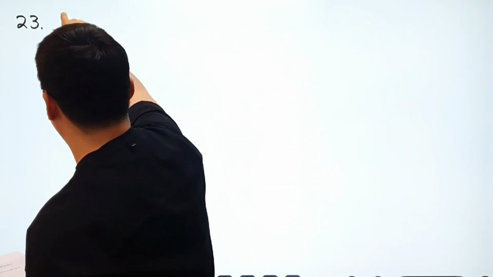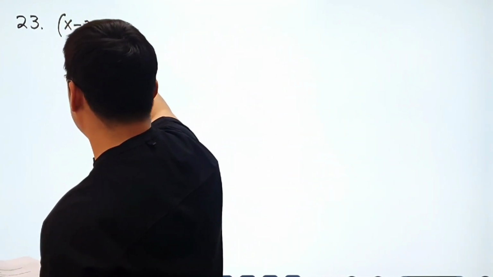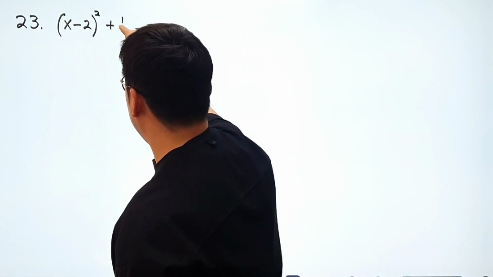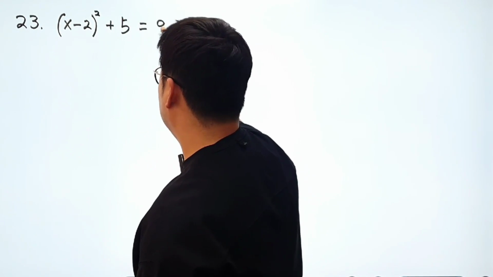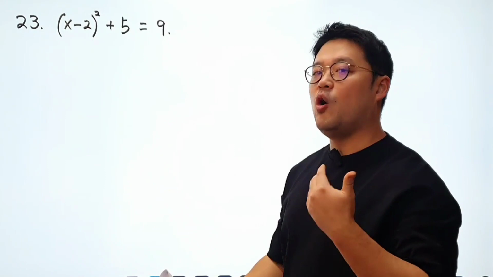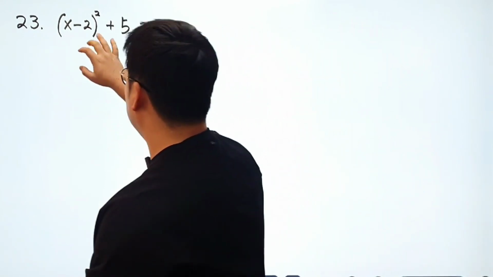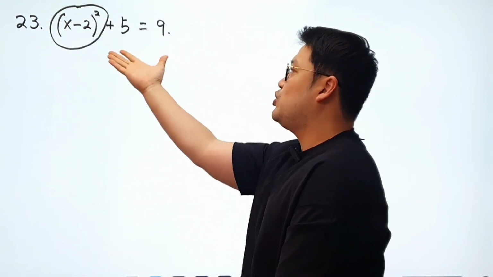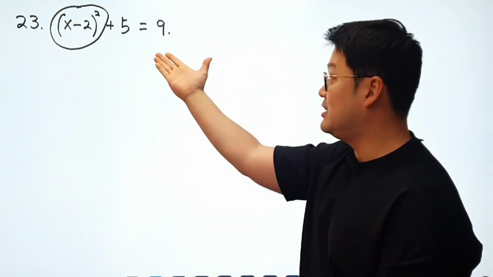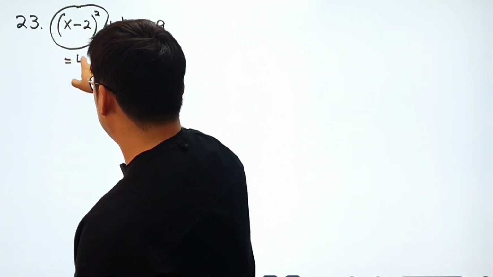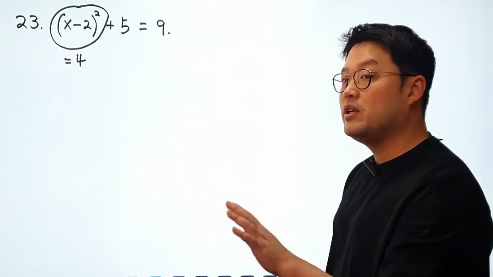So 23. Okay, so we get x minus 2 squared. I have no idea how to work that out, but I got plus 5, and that becomes 9. So let's just assume that x minus 2 squared is an open blurb, okay? And what should go inside the open blurb to make this equation true? Well, I would say this has to be 4. So as long as we get 4, we're done.